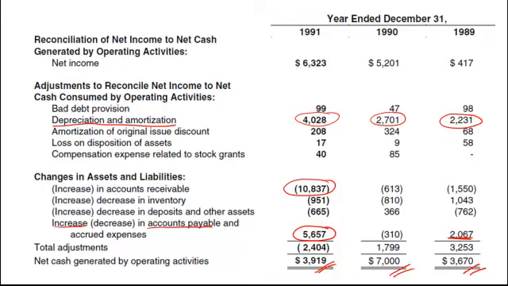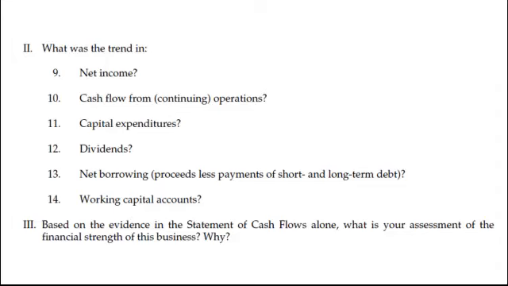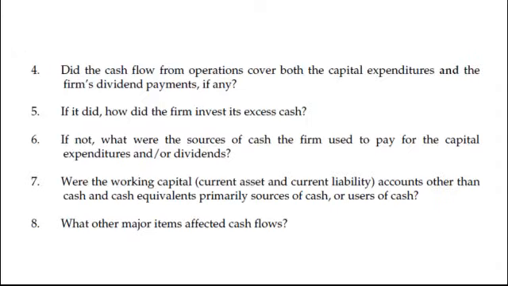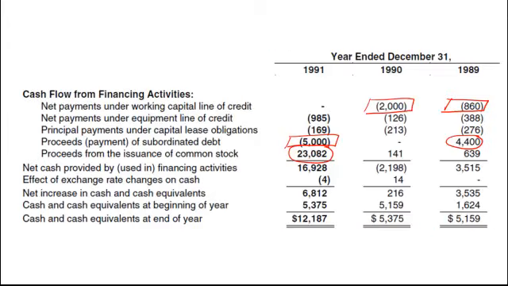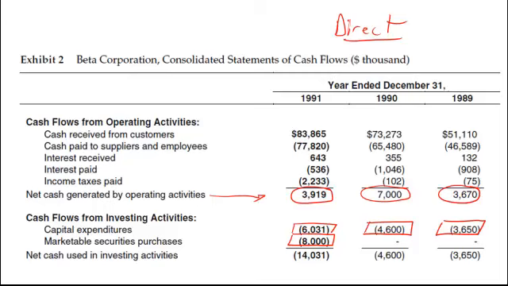Typically, we can answer question number 2 out of the main part of the statement of cash flows, but not in this case. I'm going back to the questions that we have, and question number 3 requires us to understand whether the firm is able to generate enough cash from operation to pay for all of the capex. How would we answer that? We would go to the investing portion of the statement and look at the capex amounts. We know that the capex in 89 was 3,650,000. Cash from operation was 3,670,000. So we had enough cash from operation to cover the capex.